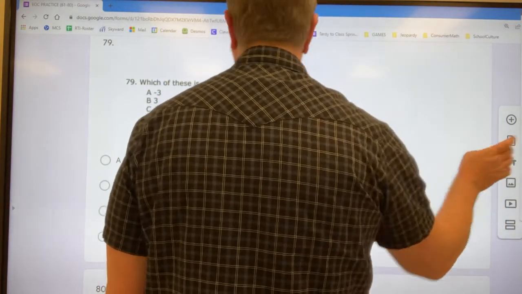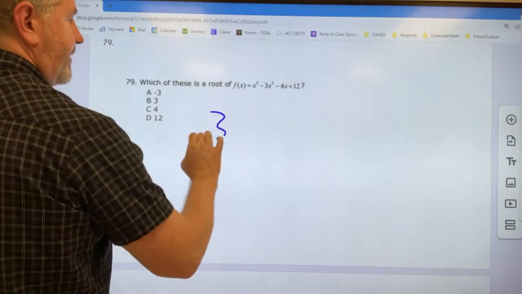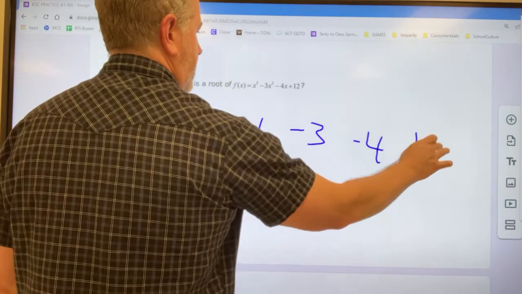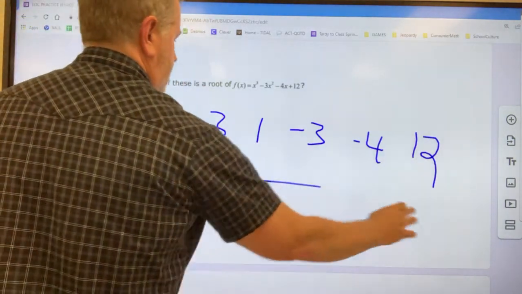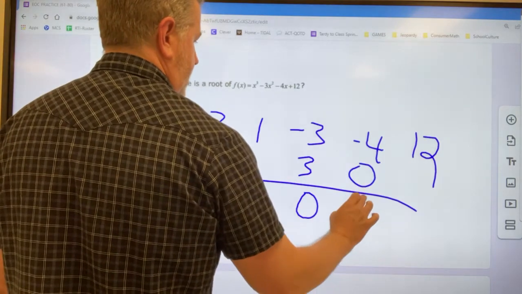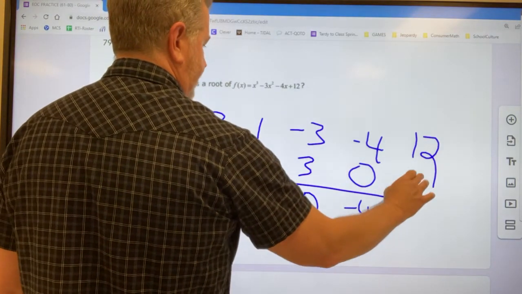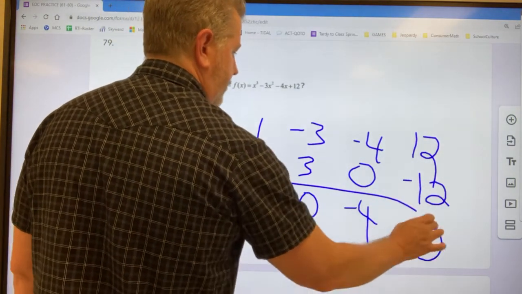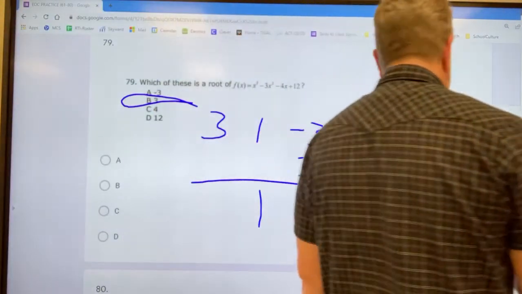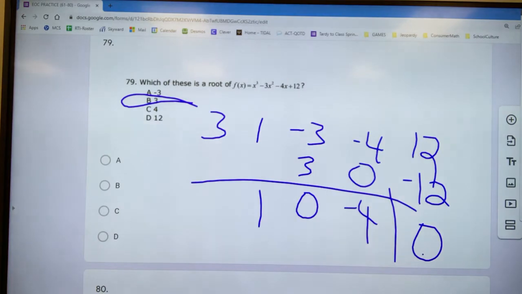So I'm going to do the next one, 3. Let's divide it into 3. 1, -3, -4, and 12. 1, 3, 0, 0, -4, -12. Bam! I believe my answer is B, because I got a 0 remainder when I divided it.